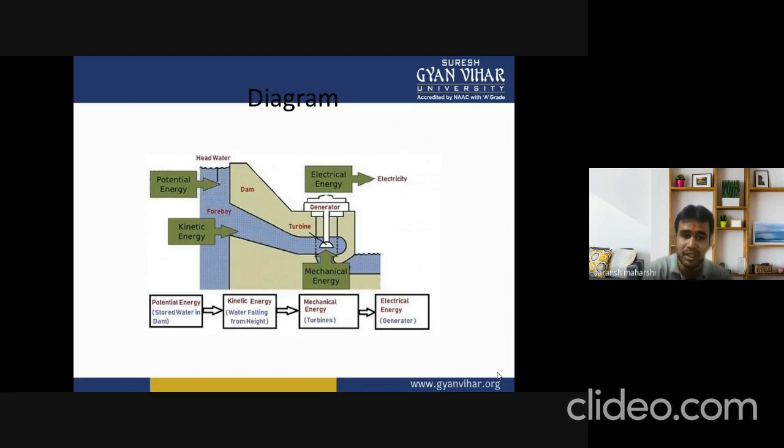So we consider the water from some height falling from up to down, then we obtain a high amount of pressure for some applications. Then kinetic energy, water falling from height, is converted into mechanical energy, which is generated by the turbines, and then the turbines drive the generator. Then mechanical energy is also converted to electrical energy. Then we get the output.